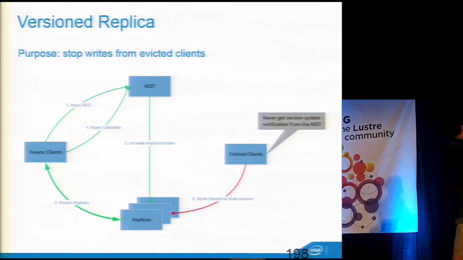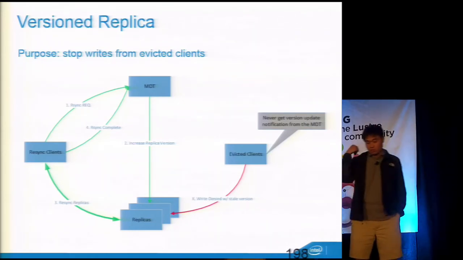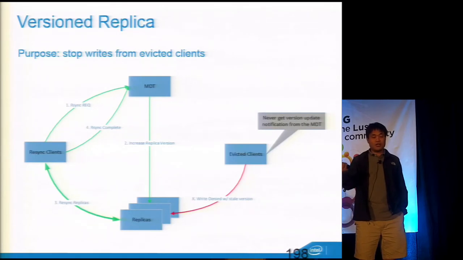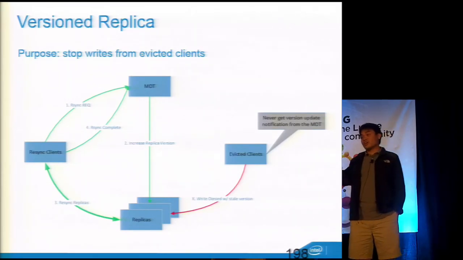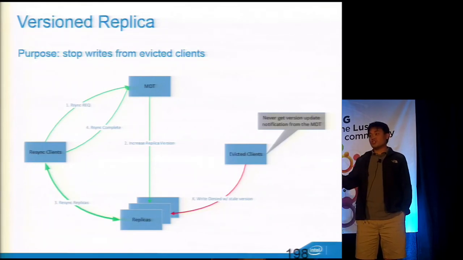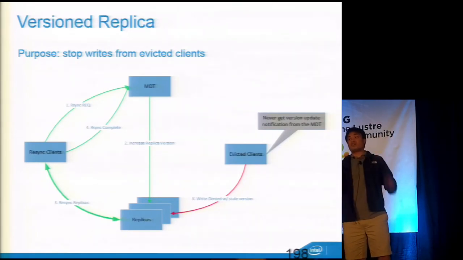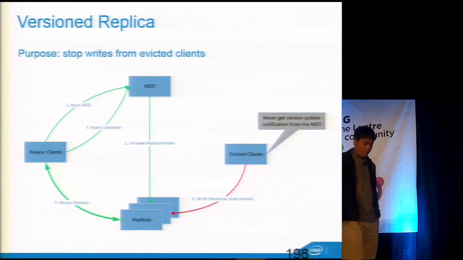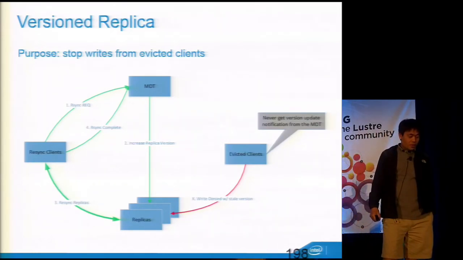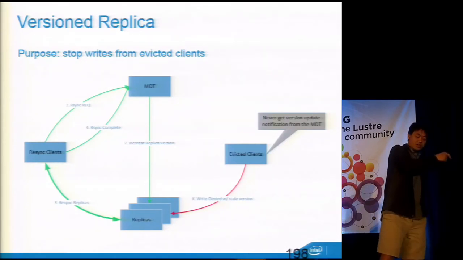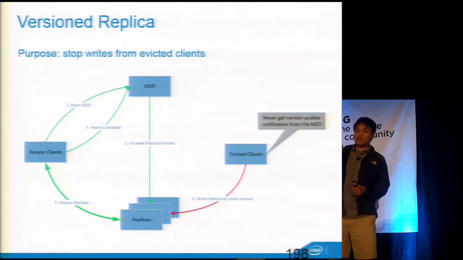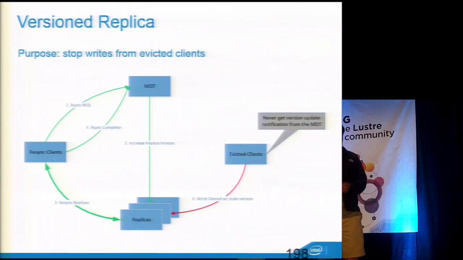During this time, if an evicted client tries to write to the replicated file, the write will be denied. Why? Because the evicted client will not get the notification of the version number change. So it basically uses an old version number to try to write the new replicated file, and the OST will simply deny the write request. Another benefit is that we can revisit the feature of SysMDS and make it work like this, really easy.